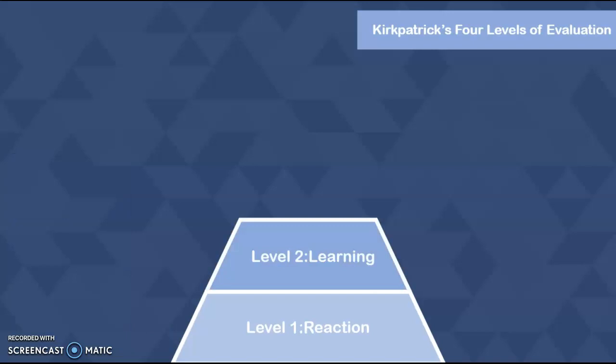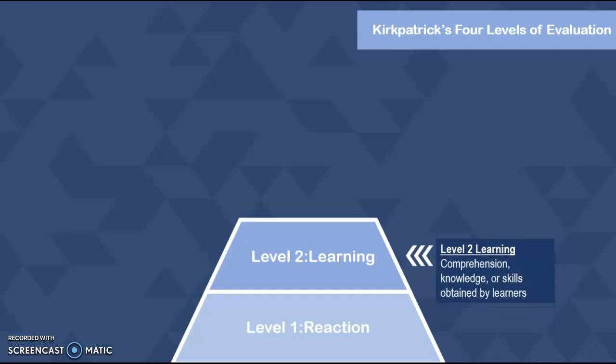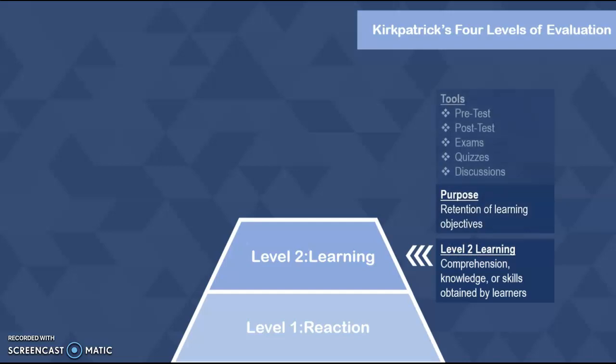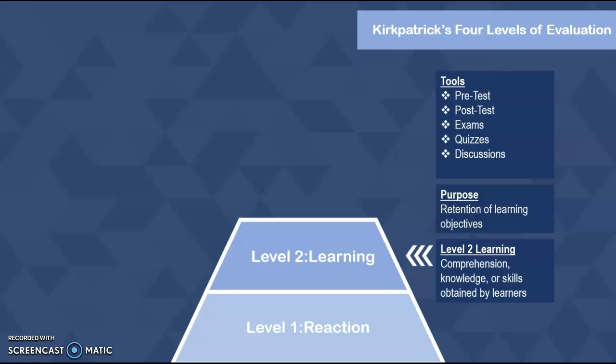The next level of evaluation is Level 2, Learning. Level 2 measures learners' comprehension, knowledge, or skills. Essentially, you want your learners to retain the appropriate information or attitudes. Learning can be assessed through summative or formative assessments, such as pre-test, post-test, exams, quizzes, or discussions.